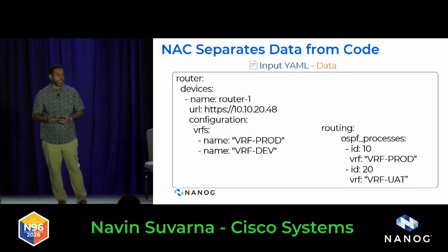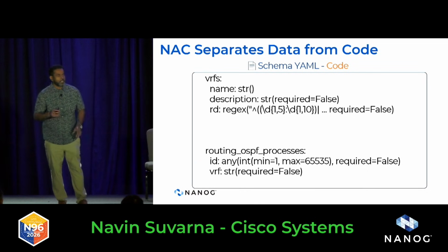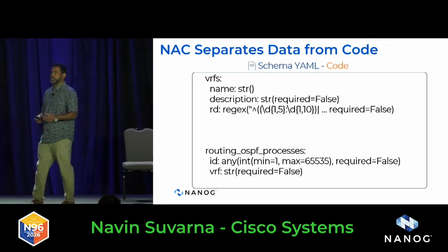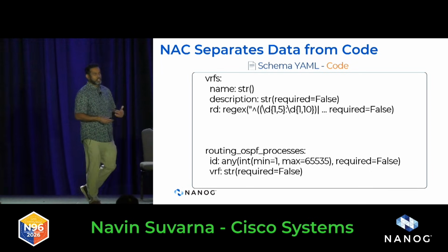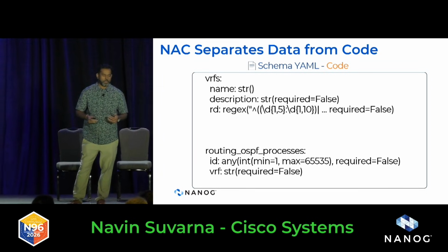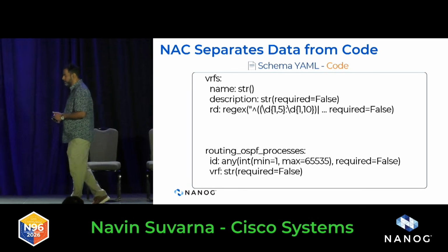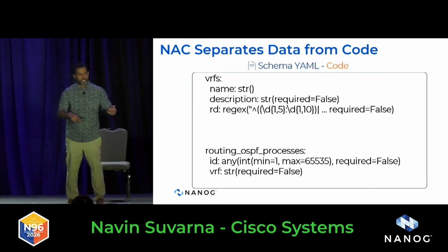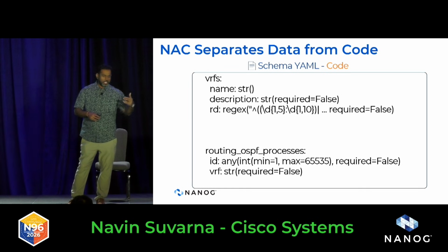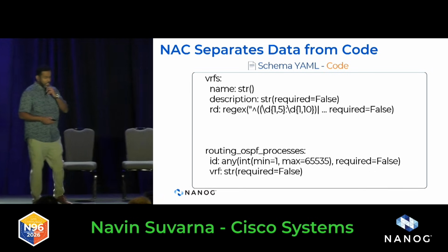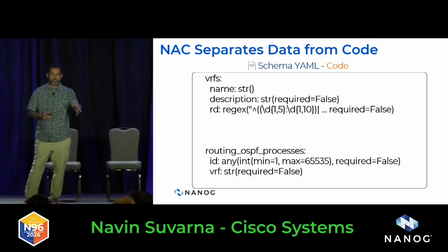But the code is represented using two separate files. You use a schema YAML. Basically, this is your data model. And within the schema file, I've defined my VRF feature. I've defined the configuration attributes that can be associated with the VRF. In this case, the VRF name can only be a string. The VRF description can only be a string. The VRF route distinguisher is a regex, right? So it can be a concatenation of a 4-byte or an 8-byte ASN concatenated with an IP address. So that's your RD therein, right? And my routing OSPF process, again, I'm defining the identifier, which can be any number between 1 to 65535, and my VRF name, which is a string. So that's one part of my code, which is my schema.